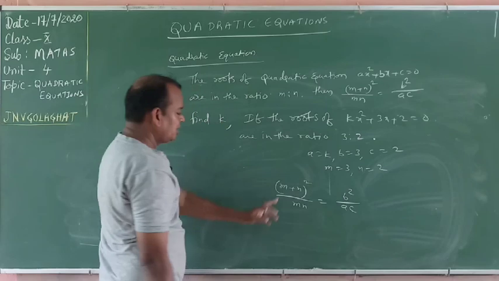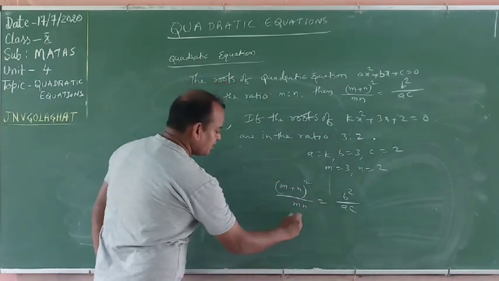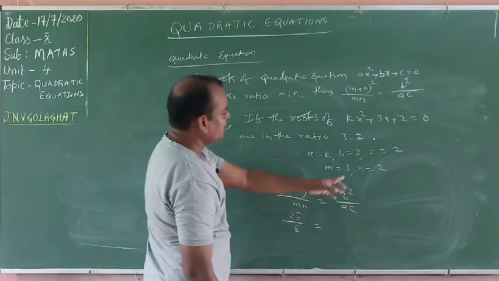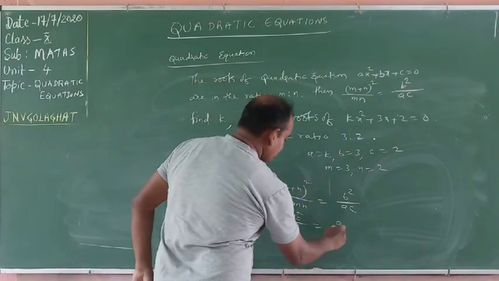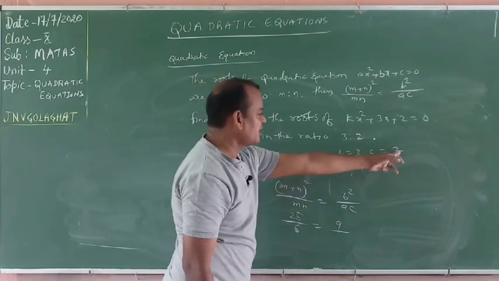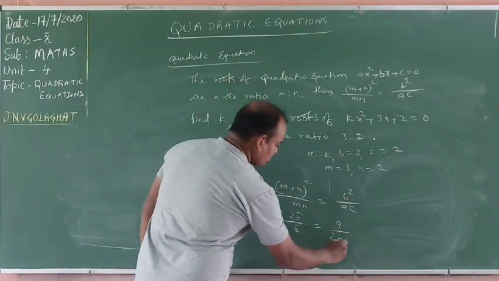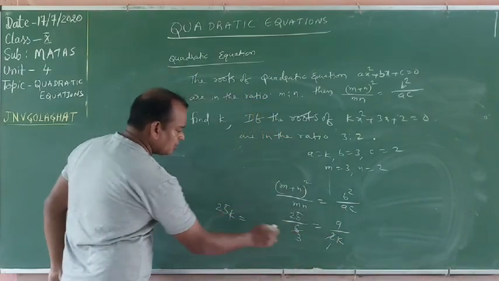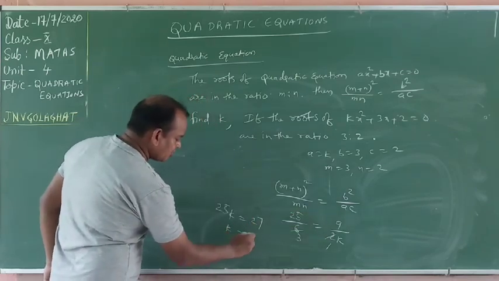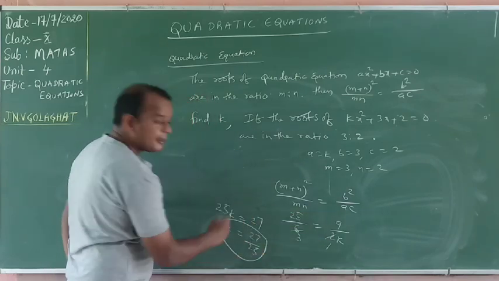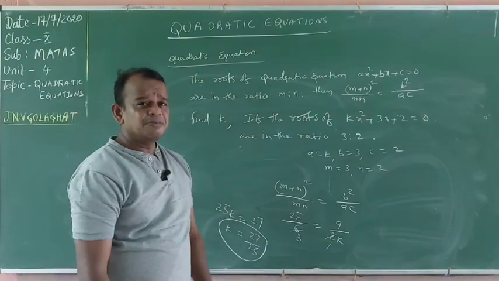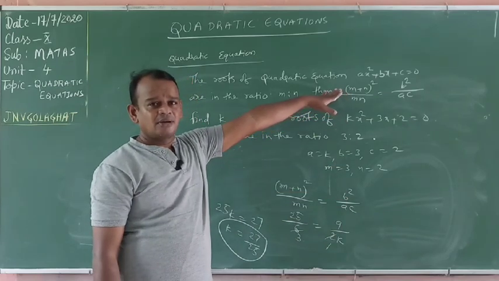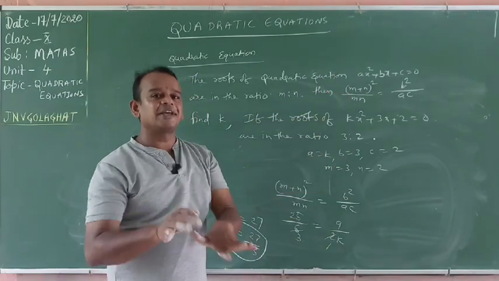Substitute m plus n, 3 plus 2, 5 square, 25 by m into n, 3 twos are 6, is equal to b square. What is the value of b? b value 3. 3 square means 9 by a into c, k into 2, 2k. Cross multiplication, 25k is equal to 27. k is equal to 27 by 25. Very, very simple problems. First remember the concept, you learn the formula, after that applications.